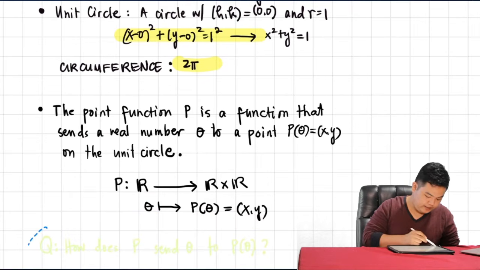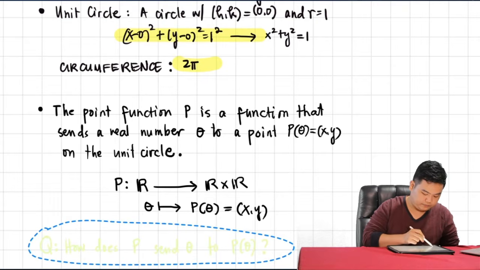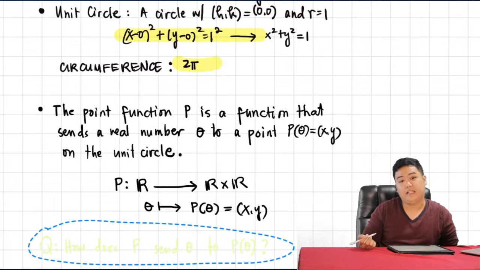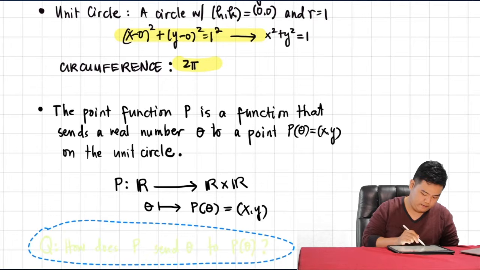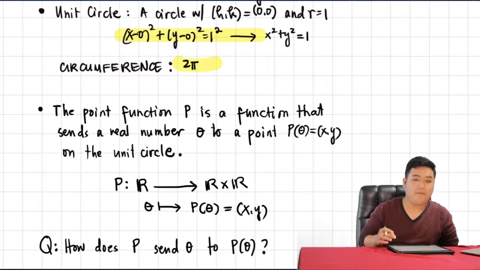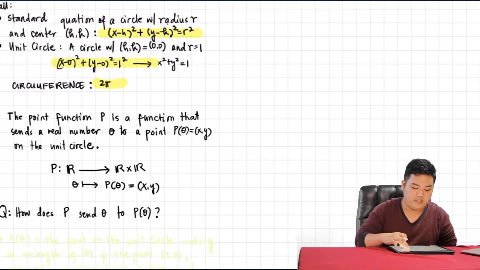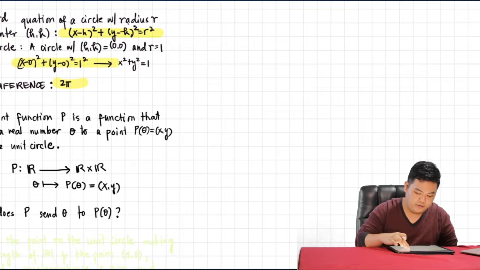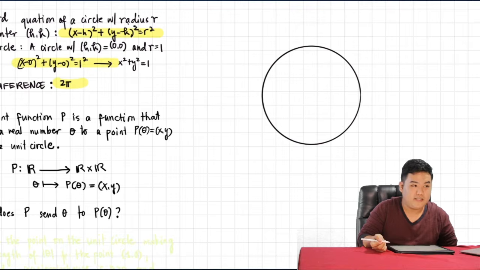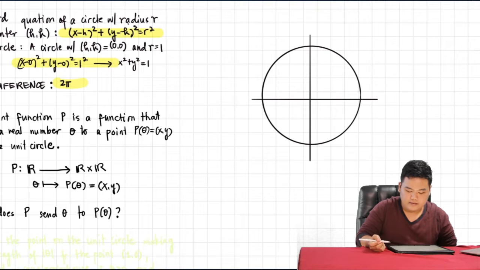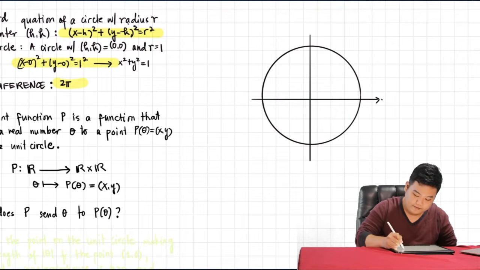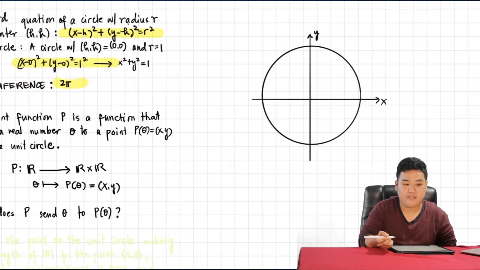So, yung question natin ngayon is, how does p send theta to p of theta? Okay. So, paano sinesend ni p yung real number doon sa point sa unit circle? So, yun yung sasagutin natin ngayon kung paano niya ginagawa yon. So, drawing tayo ng unit circle. So, let's say that's my unit circle. This is the y-axis. This is the x-axis. Okay, so kunyari, yan yung unit circle natin.